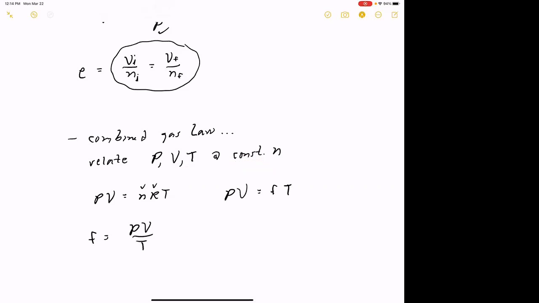So now we know how to get to our initial final relationships. P initial, V initial over T initial is going to have to ratio out to P final, V final over T final.